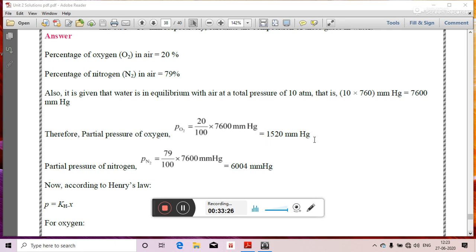1520 millimeter of mercury. Now partial pressure of nitrogen, that is P N2, equal to mole fraction of nitrogen, that is 79%. So 79 upon 100 into total pressure, that is 7600, equal to 6004 millimeter of mercury.